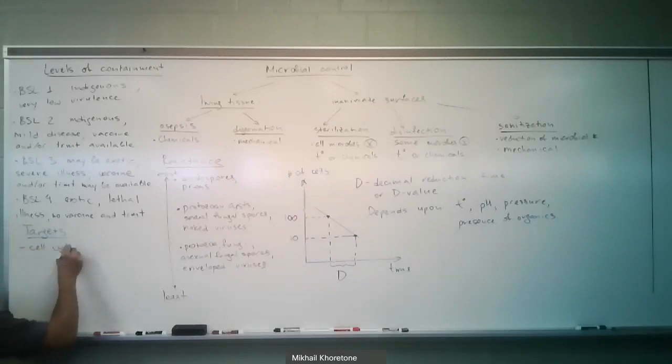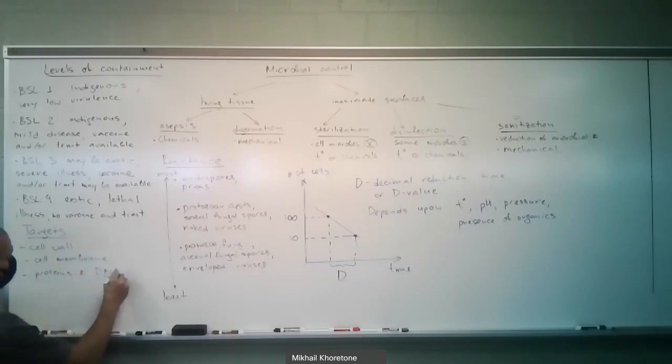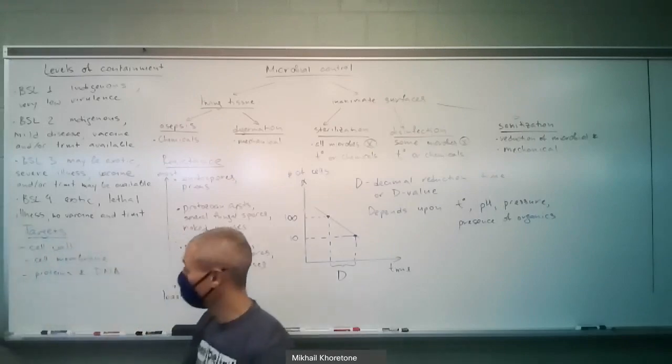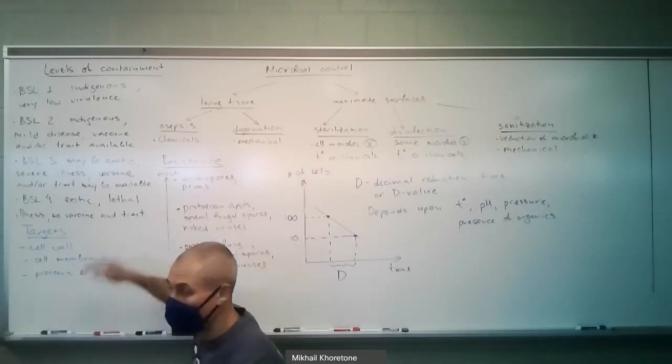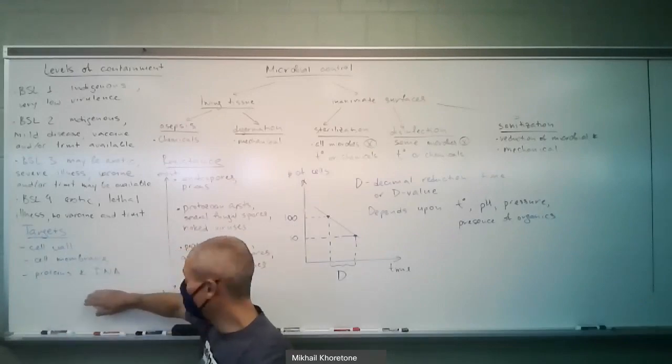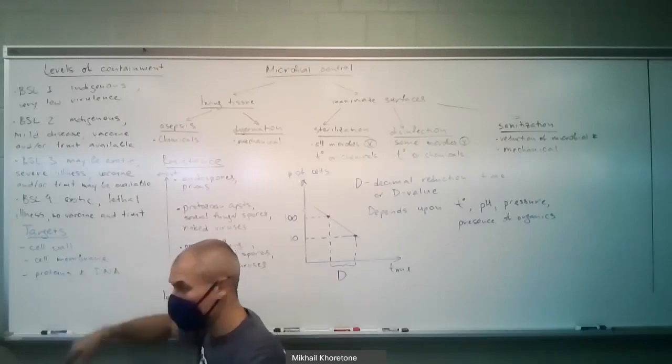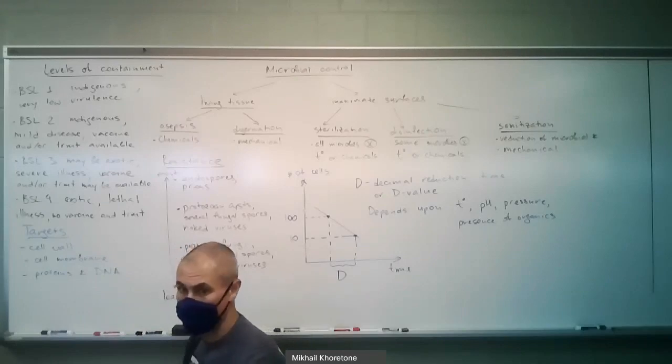Cell wall, cell membrane, proteins and DNA. Now look at this. You disrupt the cell wall, you get lysis of the cell. Does that make sense? You disrupt the cell membrane, you get lysis of the cell. You inactivate or denature proteins and DNA, you get cell dysfunction. Okay.